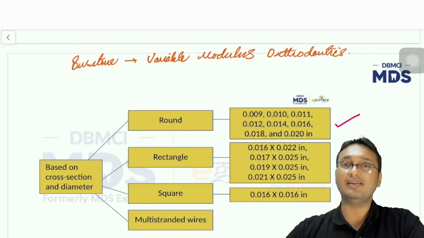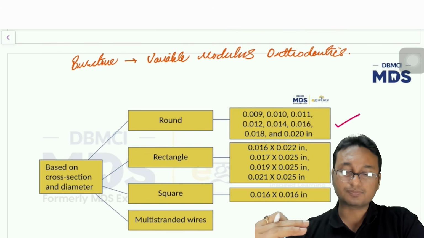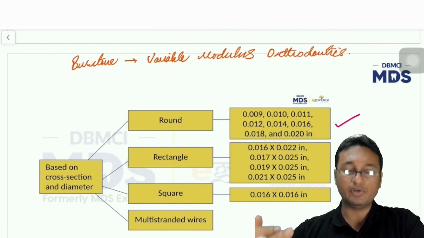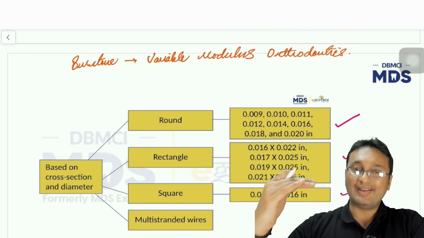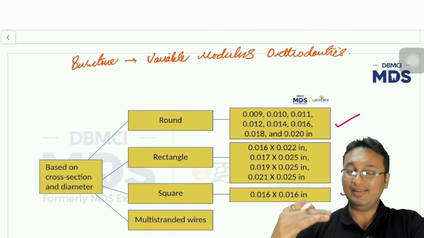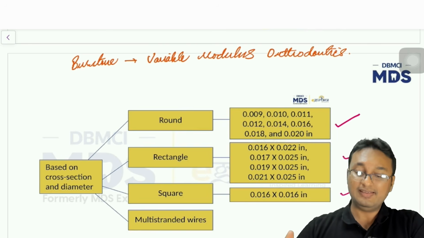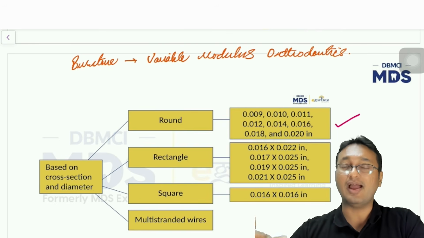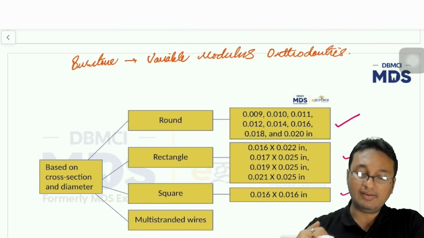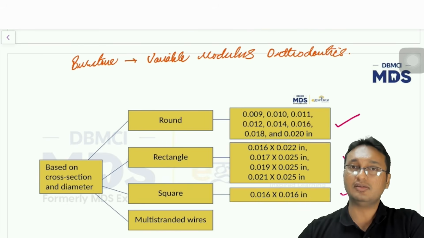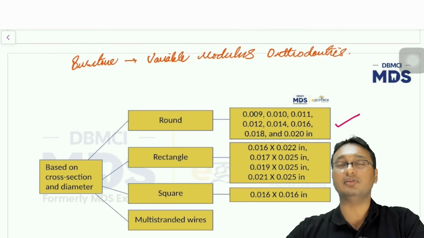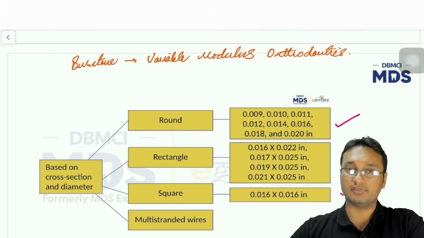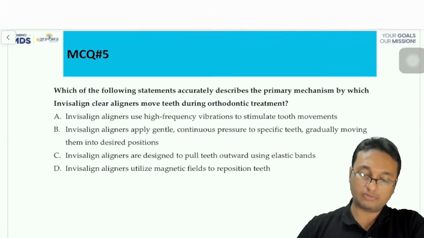Well, modulus here depends on the modulus of elasticity of the material. So nickel titanium has the least stiffness and the least modulus of elasticity, and stainless steel has the highest modulus of elasticity and highest strength. So we are going from the lesser wire to a higher wire. That is why it is called variable modulus orthodontics by Charles Burstone. Okay, all right. Next question.